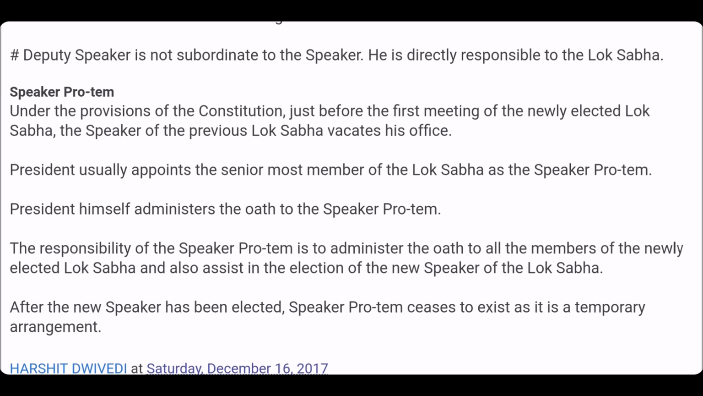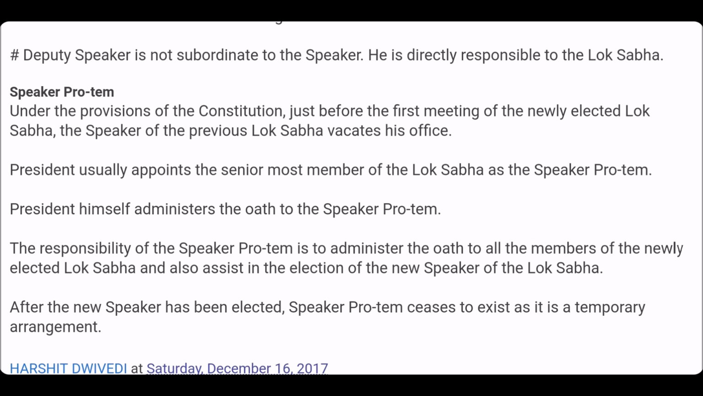Now we are going to talk about Speaker pro tem. Under the provisions of the constitution, as I told you initially, the Speaker does not leave his office after the dissolving of the Lok Sabha. The old Speaker remains in office until just before the first meeting of the newly elected Lok Sabha takes place. For example, the old Lok Sabha has dissolved but the Speaker remains. Now the new Lok Sabha has formed and its first meeting is going to take place. So just before that first meeting, the old Speaker is going to vacate his position.